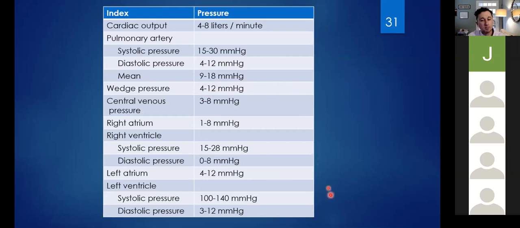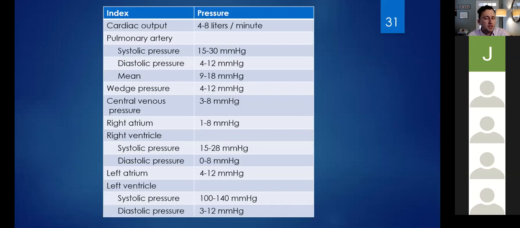If our wedge pressure gets above about 20, that's when we start seeing pulmonary edema develop. Now, there are some situations in which we have pulmonary edema but a normal wedge, and that's what you would call non-cardiogenic pulmonary edema. That's classically what you see in ARDS. Okay, so if the pulmonary edema is from a cardiac etiology, the wedge pressure is going to be elevated. Okay.